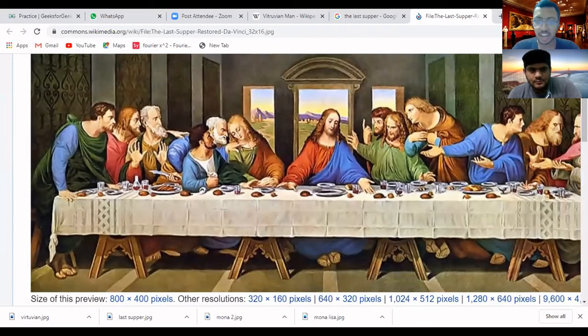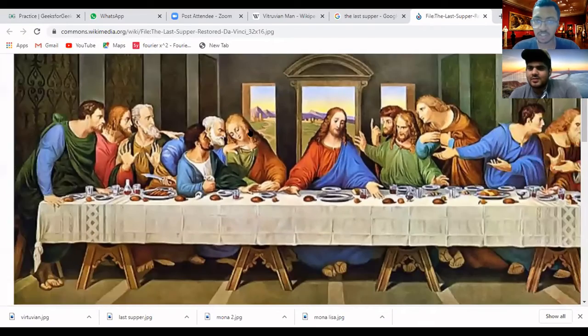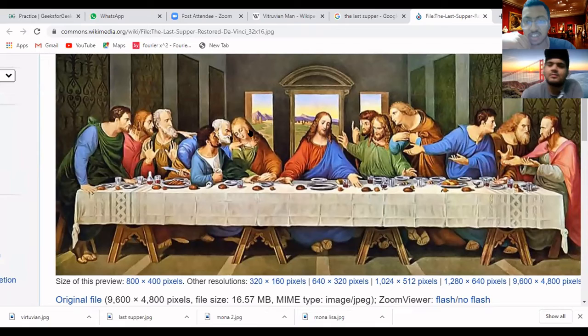Have you seen The Da Vinci Code? I think there was some reference to this painting and some kind of holy grail in it.